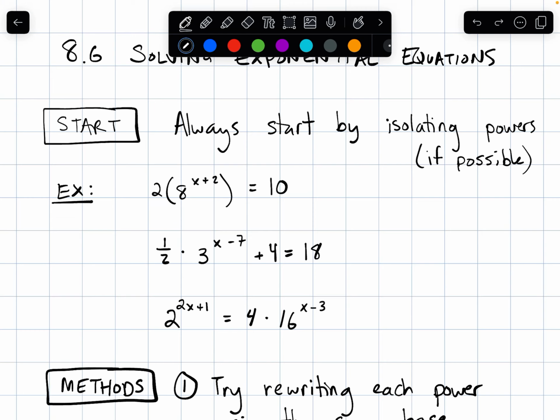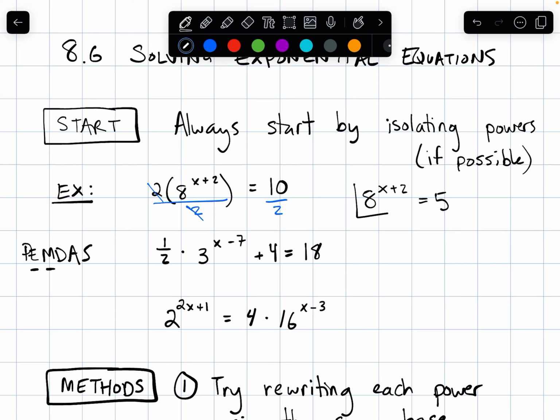If I think about PEMDAS, please excuse my dear Aunt Sally, we know that exponents, this part here, have to come before multiplication, which is that there. So you could not change this into a 16, that would be incorrect. Instead, we have to get rid of that 2, so I could divide both sides by 2, and that would give me 8 to the x plus 2 power equals 5.